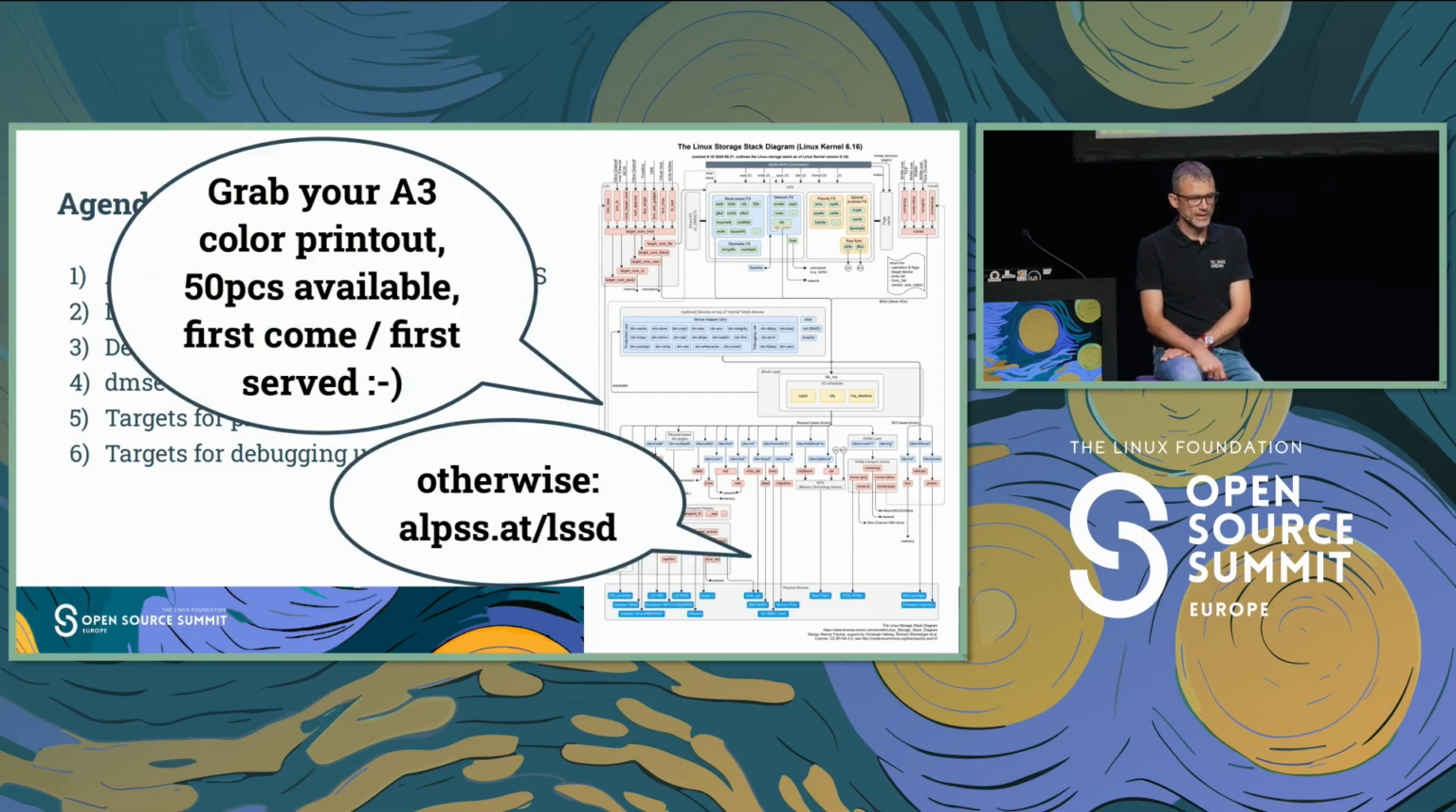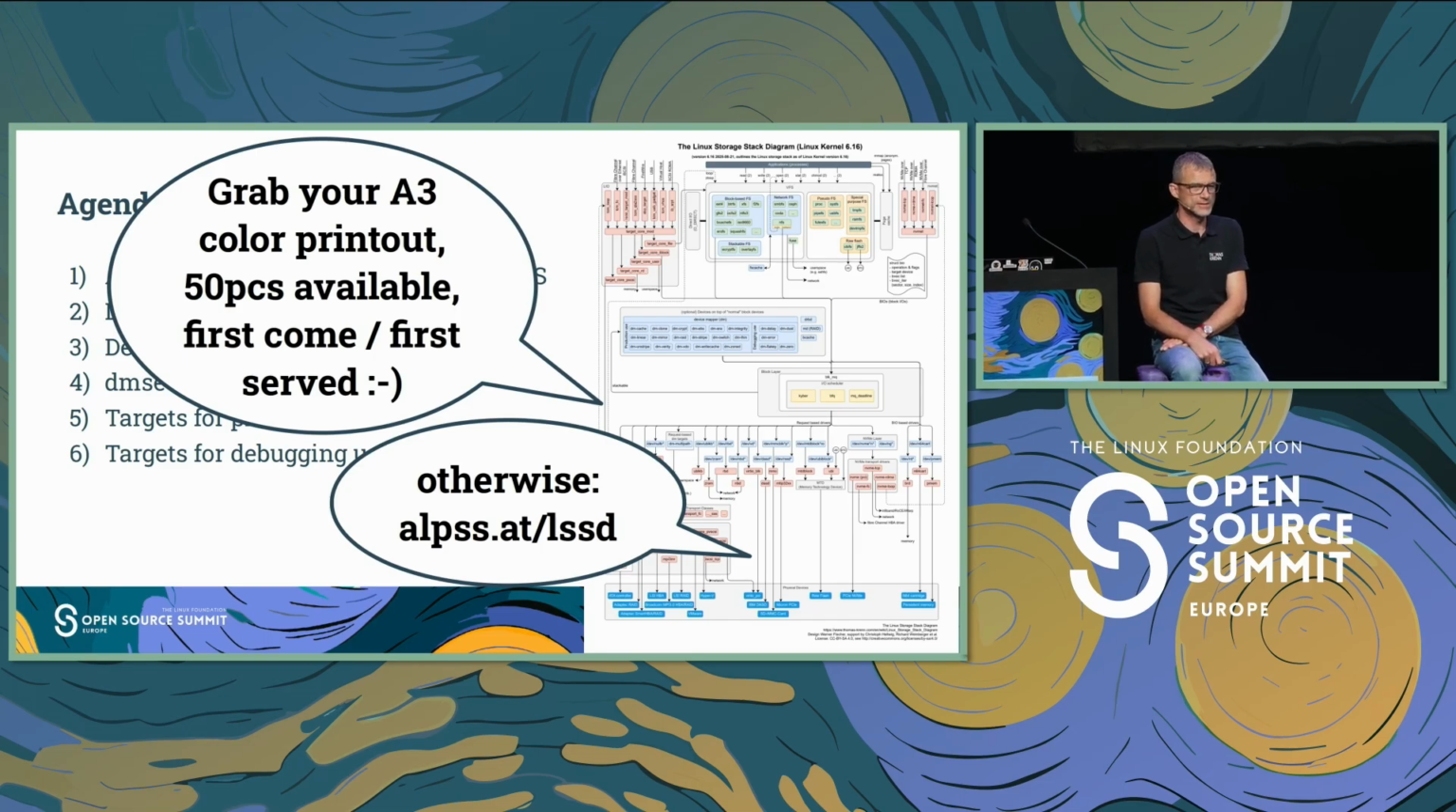And as you see, this simple diagram, as it seems, isn't that simple maybe at all. So in case you want to look through it, you can grab a color print copy here in the front now at the end of the talk. Maybe otherwise easily go to this URL, alps.at/lssd, then you can follow the diagram through the talk too. Otherwise, just grab a copy after the talk.